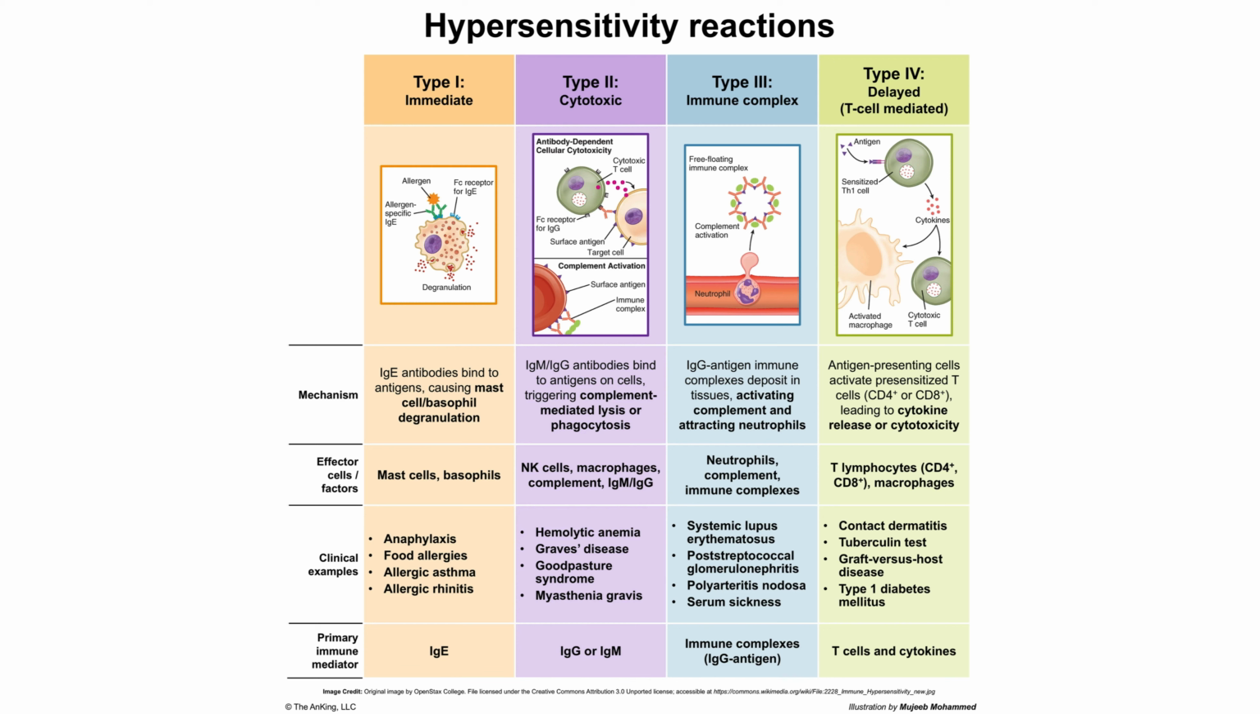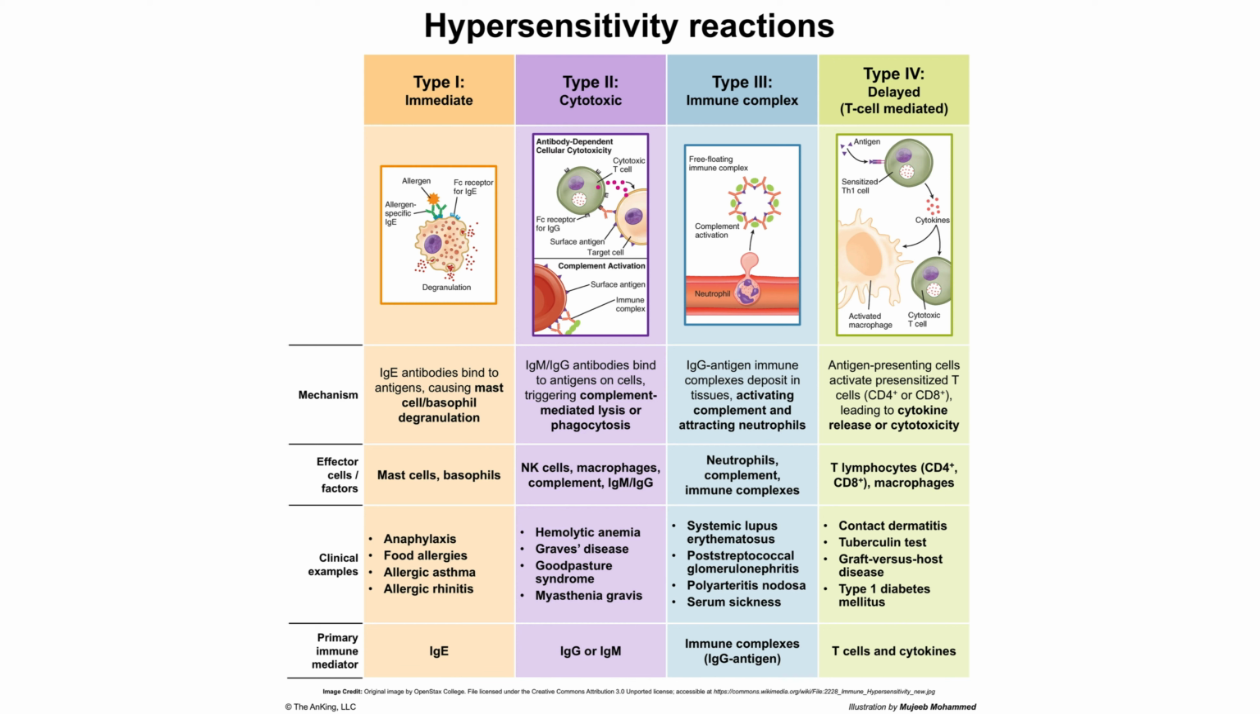Type 3 hypersensitivity happens when immune complexes, clumps of antibodies and antigens, build up in the blood and get trapped in tissues like blood vessels, joints, and the kidneys. These immune complexes cause inflammation by activating complement proteins and attracting immune cells called neutrophils.